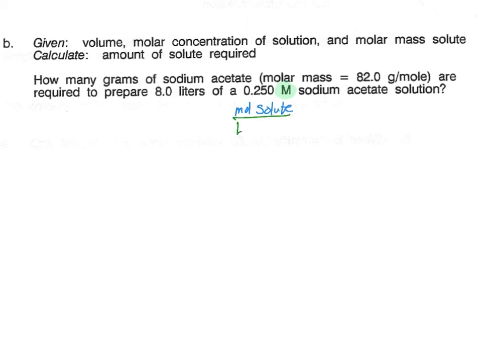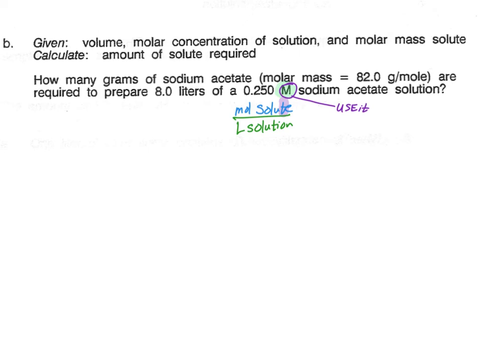Now let's decide if it's a find it or a use it. And in this case, we are given the molarity, so this must be a use the molarity question. We're not looking for it. We already have it. And now let's read through the question and see if we can find our solute, solvent, and solution, and what information we can find about our solution. So just reading through the question, we see how many grams of sodium acetate with a molar mass of 82 grams per mole are required to prepare 8 liters of a 0.250 molar sodium acetate solution.